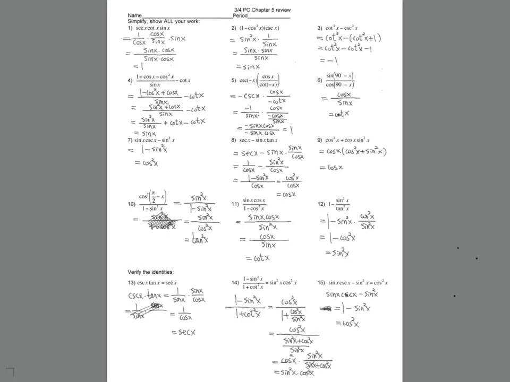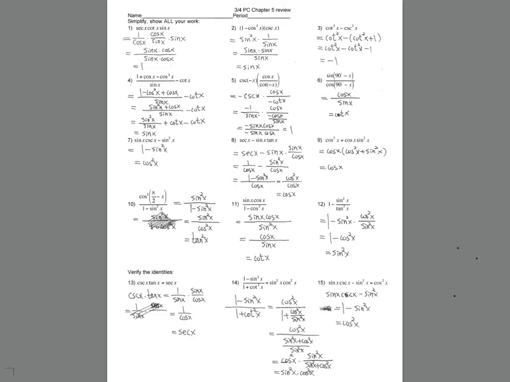Number 11, sine x times cosine x over 1 minus cosine square x. There's nothing much I can do about the numerator. They are already in sine and cosine, sine x times cosine x. There's nothing more I can reduce. How about the bottom? 1 minus cosine square x. That is using the Pythagorean identity to rewrite into sine square x. So sine and sine get reduced. We are left with cosine over sine, which is the quotient identity for cotangent x.